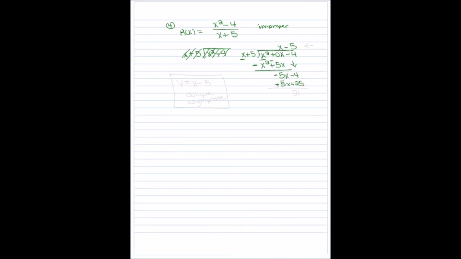And I end up getting a remainder. After I change the signs, I get a remainder of 21. The remainder doesn't matter. I just really need the quotient at the top. So this is what I'm looking for. So my answer is y equals x minus 5, which is again an oblique asymptote because it has an x in it.